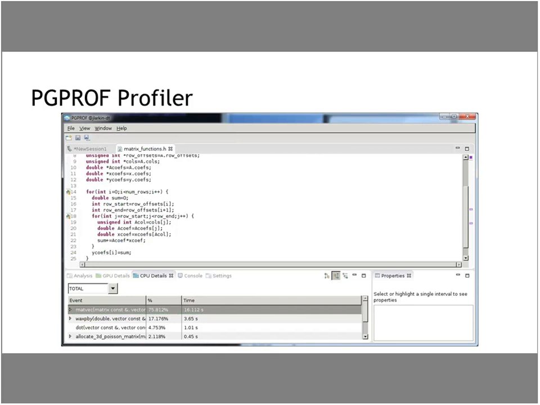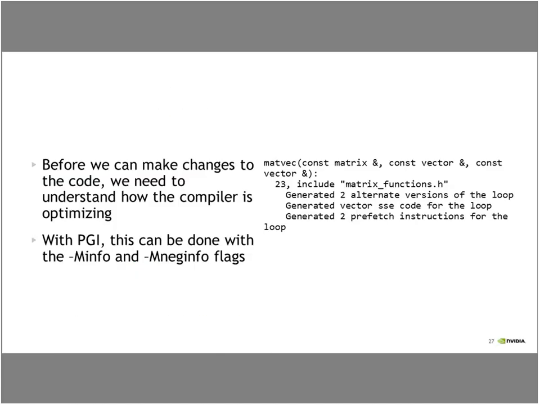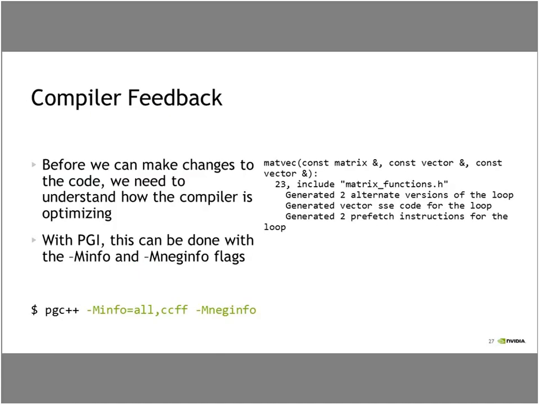Now, looking at this code, again, I can see what it does, but it's really useful to understand what the compiler understands about the code. And so for that, we're going to turn on compiler feedback. So before we make changes to the code, let's understand how the compiler is optimizing the code. And with PGI, this is done with the minfo flag. Incidentally, there's also an mneginfo flag that I've used in the past because sometimes knowing what the compiler didn't do is actually what you want to find out.